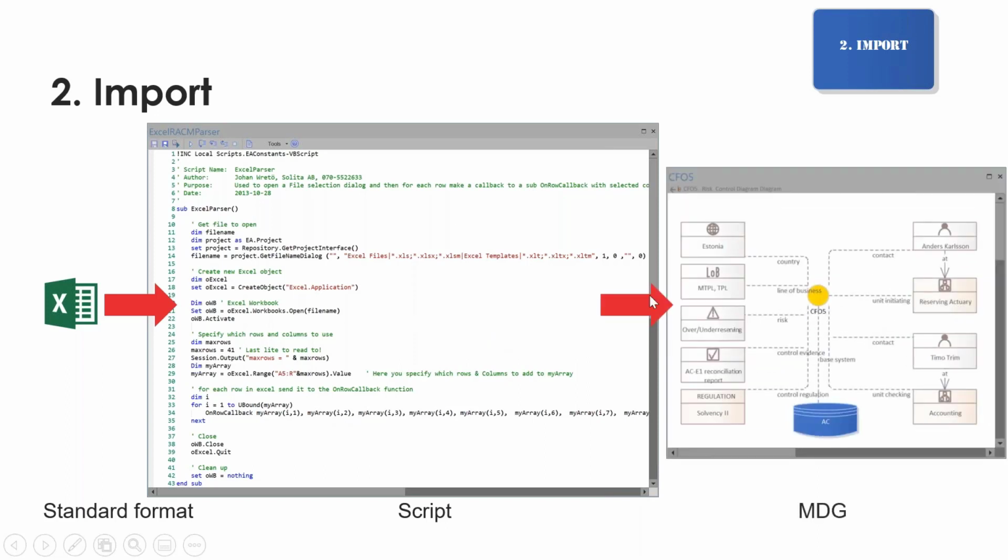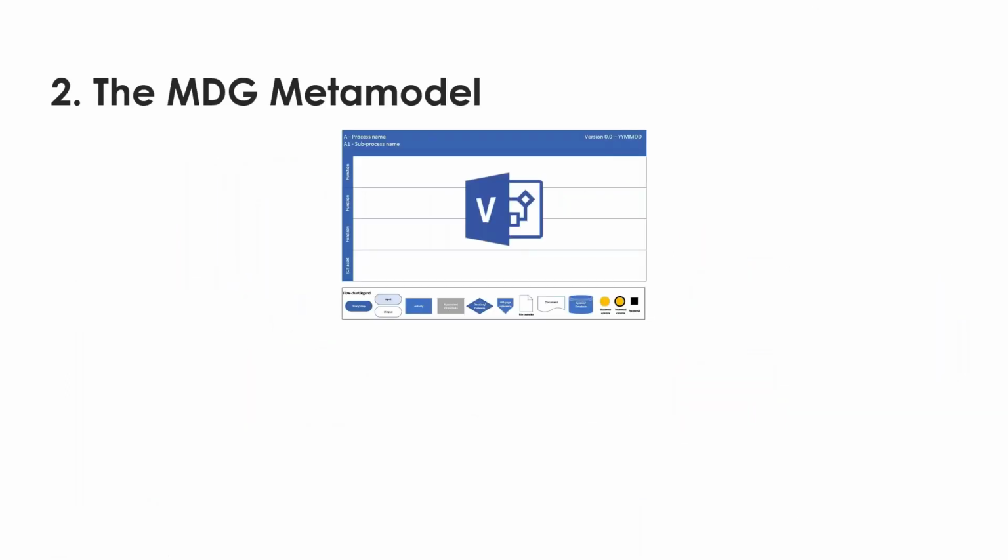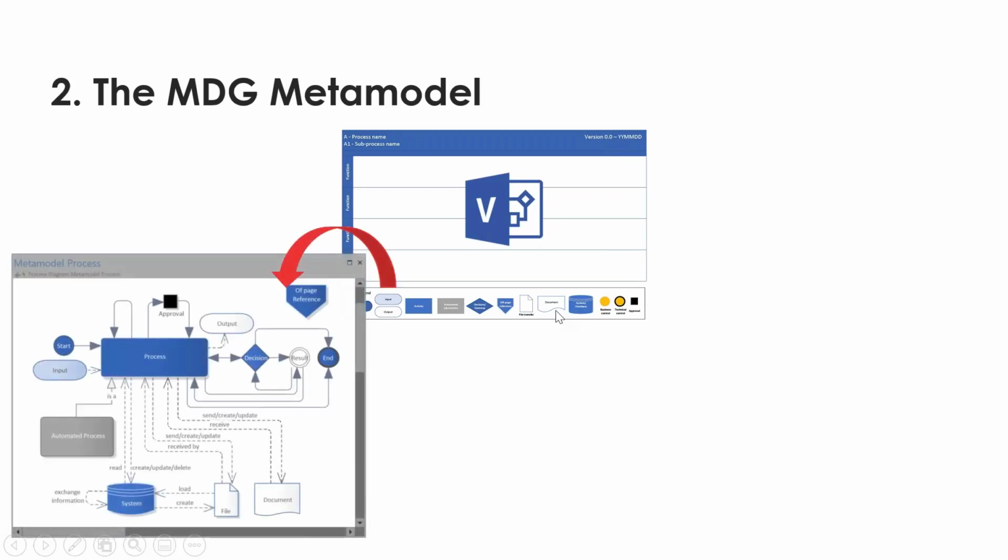Okay, and the last thing here, when you write this on-row callback, you need the MDG to set the stereotypes and make things look nice and tidy. Okay, so when we started this project, we had this. It was a Visio template, and this was the way they looked at processes. They had activities, they had automated activities, they had start, and they had controls. They are yellow here.